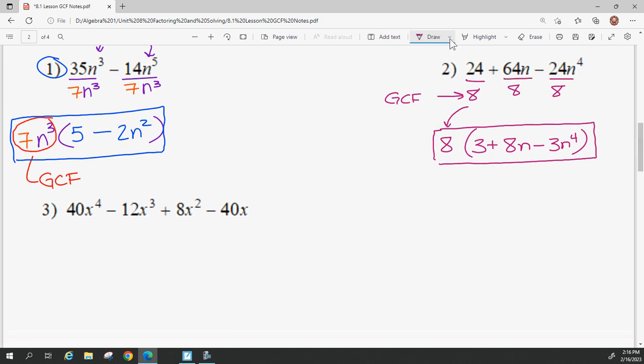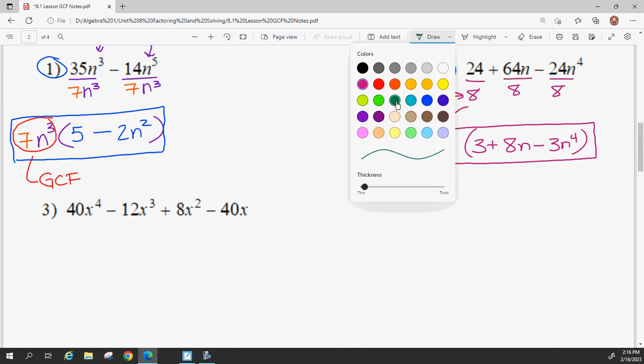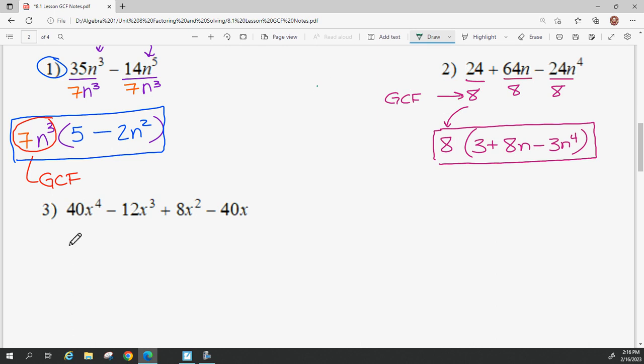Let me do one more. Again, I'm going to set myself up with the parentheses. I'll make it nice and big because I have 4 terms. My greatest common factor is going to go down here in front of the parentheses.